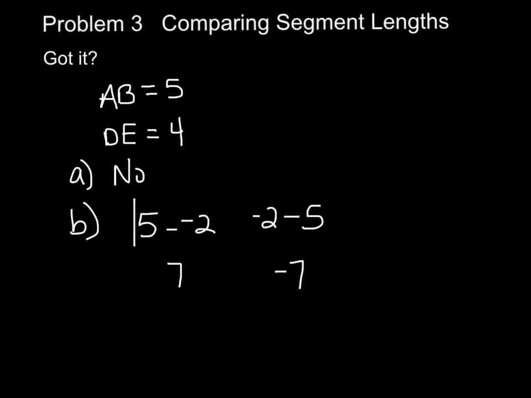Because remember, the distance, which is from the postulate at the beginning, the distance represents the absolute value. And the absolute value on both are positive. So you would say yes, because you have to take the absolute value of that distance, which makes it a positive.